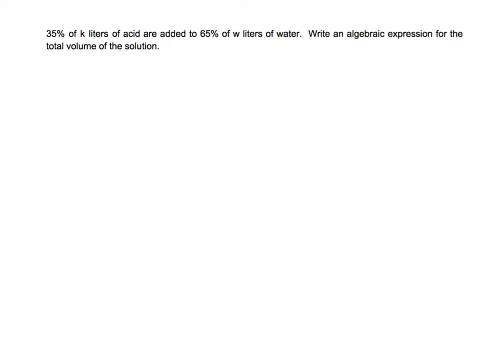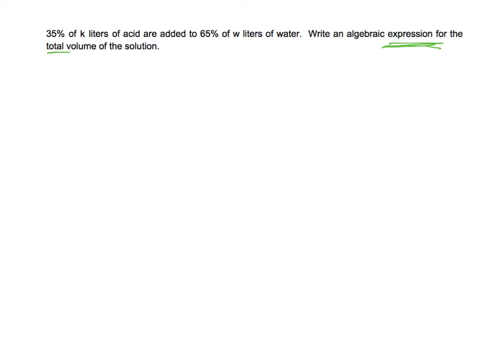All right, for this word problem, it says 35% of K liters of acid are added to 65% of W liters of water. Write an algebraic expression. So that's important for the total volume of the solution. The word expression means there will be no equal signs. We're not actually solving this, we're just writing it. So we're going to be looking for the total.